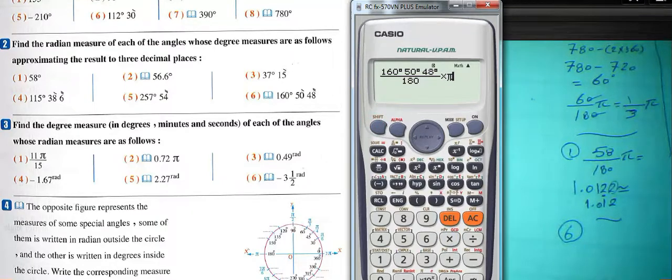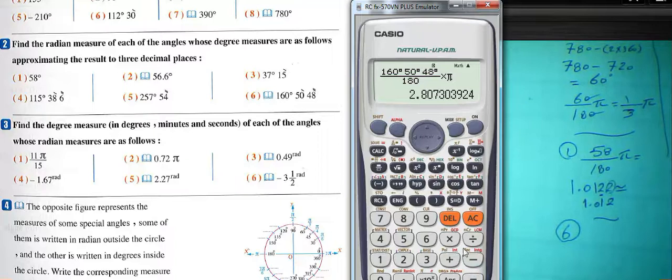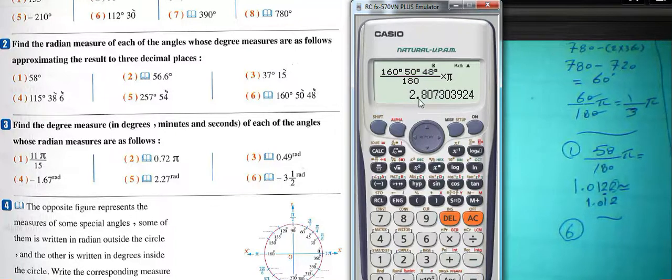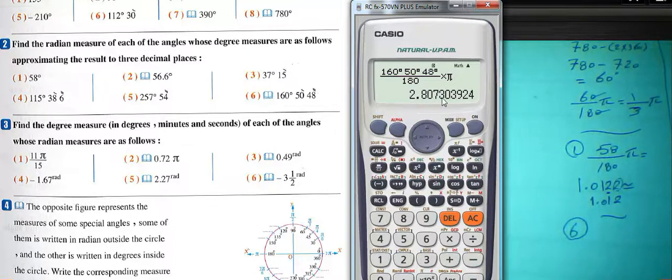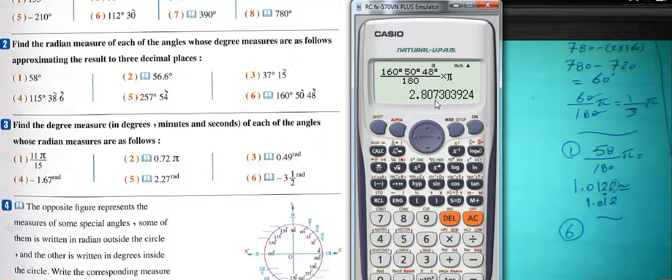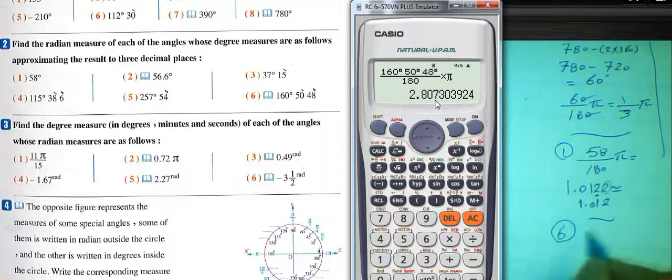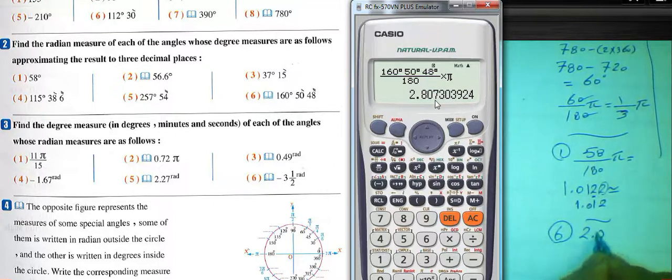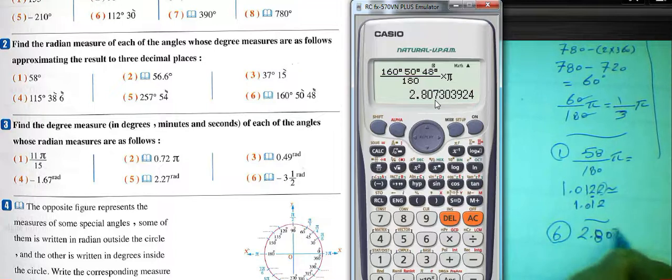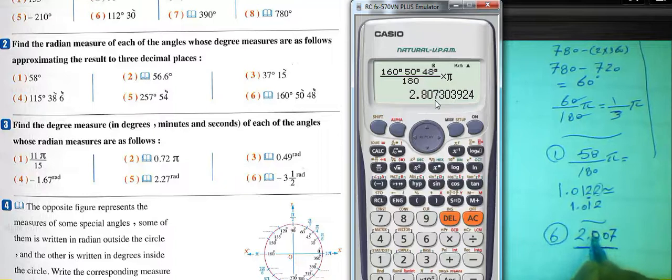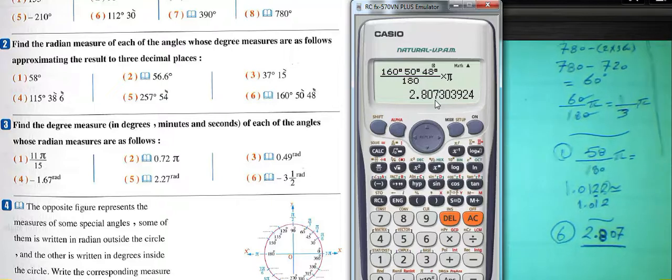All these steps you can do on your calculator. The result will be 2.873, and the result to 3 decimal places will be 2.807. Okay, that was the result for question number 6.